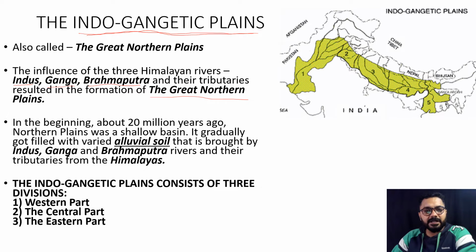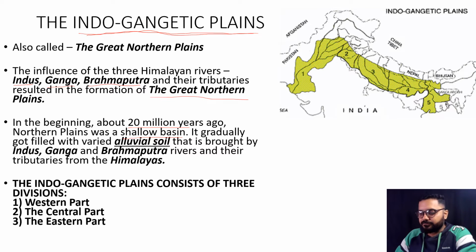Okay, so these Indo-Gangetic Plains were formed over a period of 20 million years. It is not that the Indo-Gangetic Plains were formed recently. It took millions and millions of years to form the Indo-Gangetic Plains the way they are. If we go back 20 million years, the Northern Plains was an empty shallow basin. There was nothing in it. It was just plain land in the shape of a large bowl. There was nothing in it.